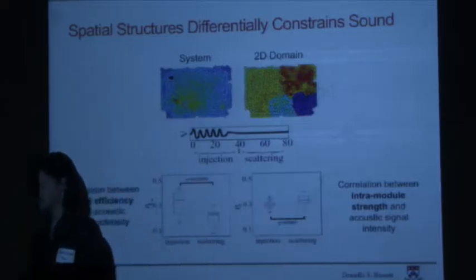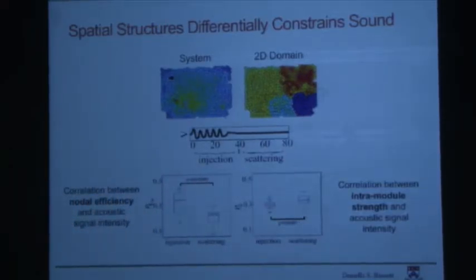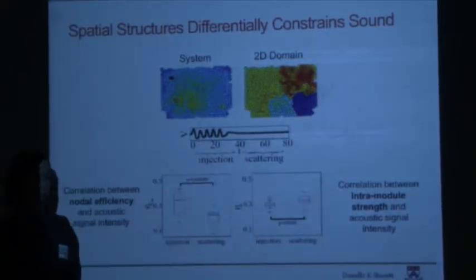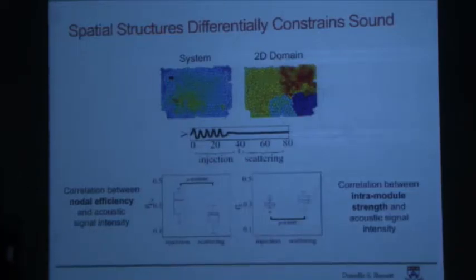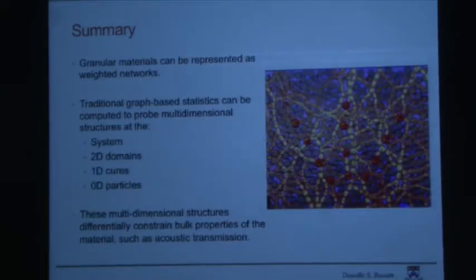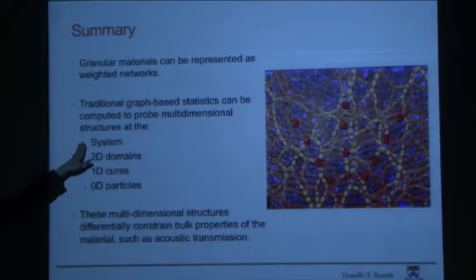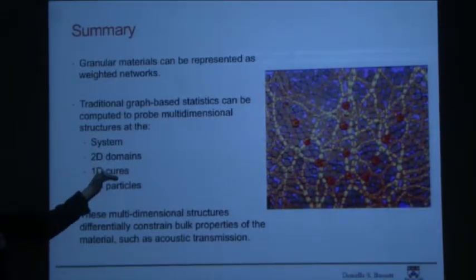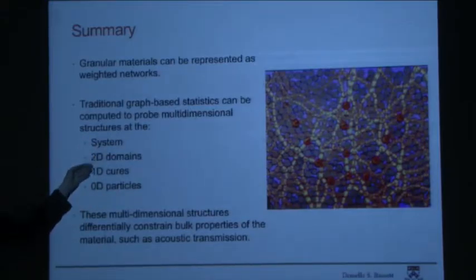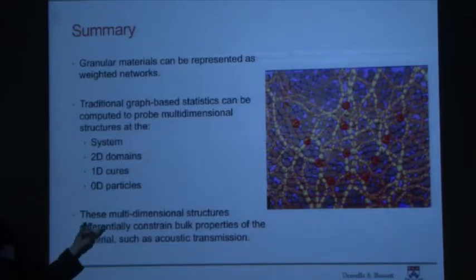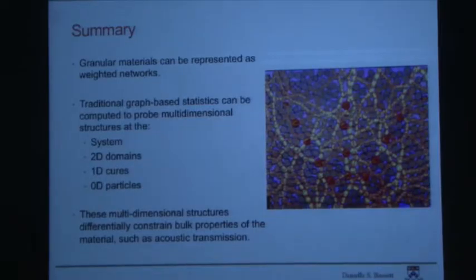local geographic states. So that suggests to us, this is something that we have not been able to see, this separation between injection and scattering phase, we've not been able to see with other statistics. So it's giving us some new information. So the summary of that study is that we can represent these granular materials as networks, and then we can use these traditional graph-based statistics to quantify structure in a couple different dimensions, from the whole system to two-dimensional domains, one-dimensional curves, and zero-dimensional particles. And what's interesting is that these multidimensional structures can differentially constrain or predict the bulk properties of the material.